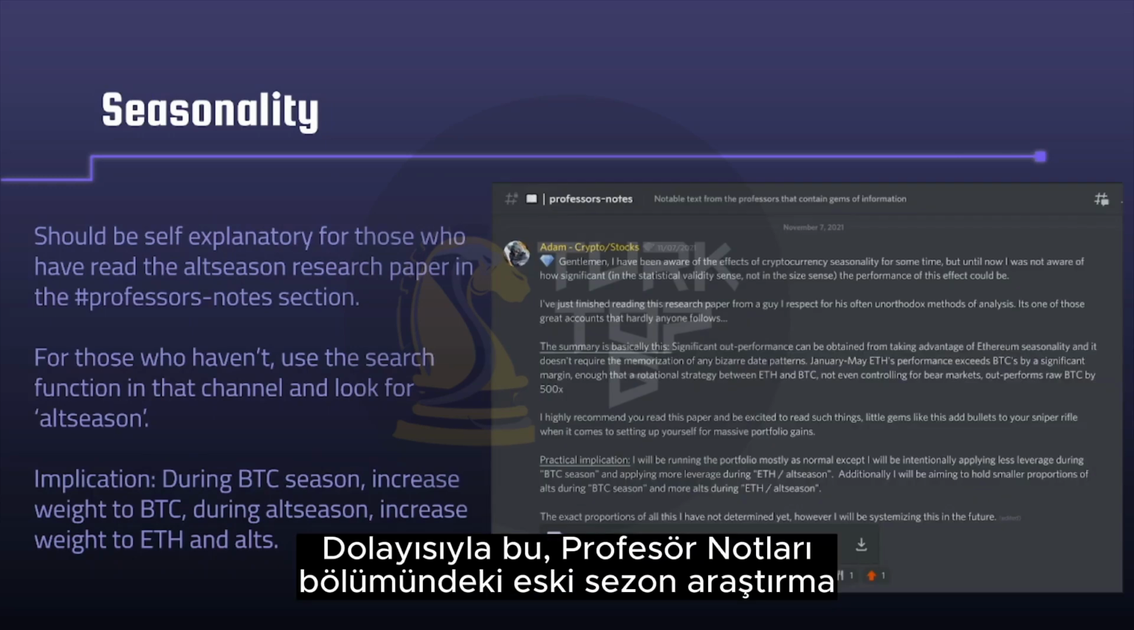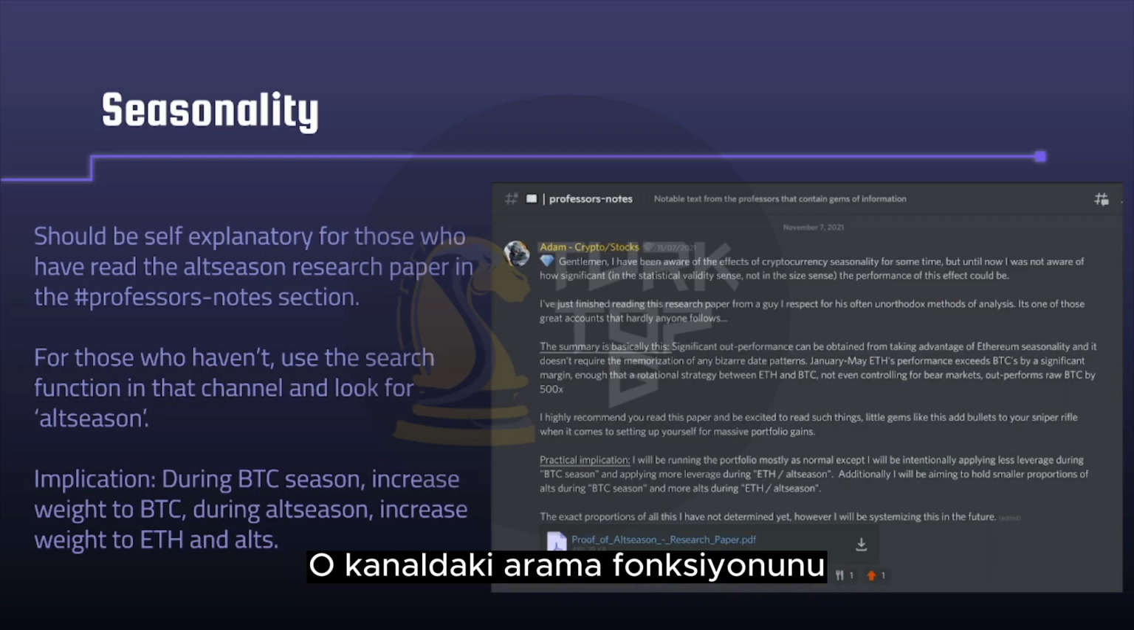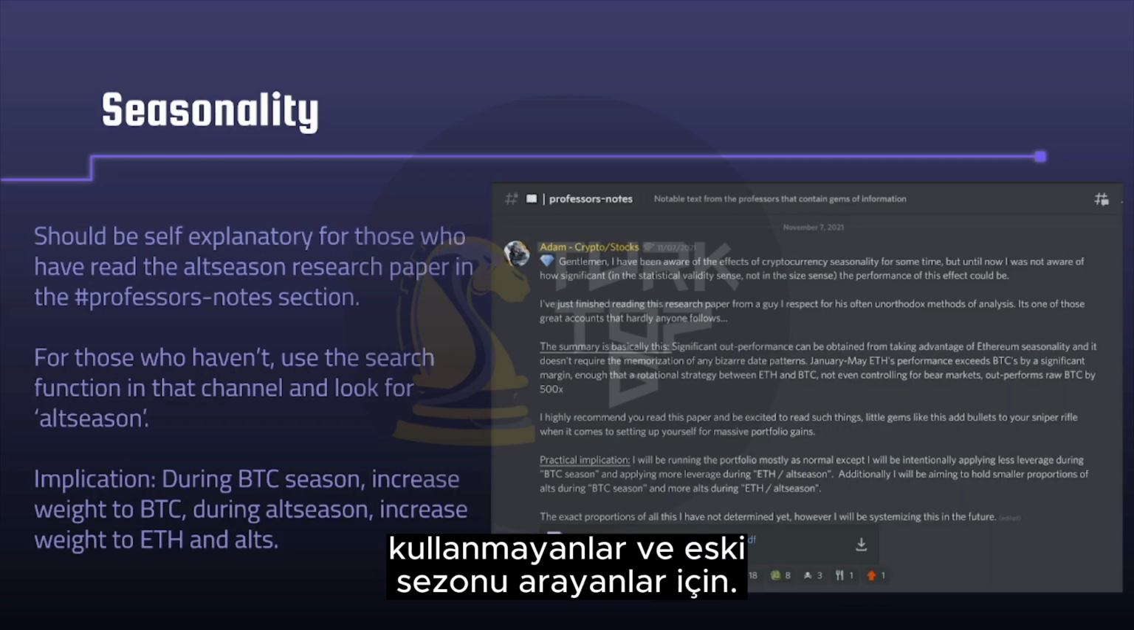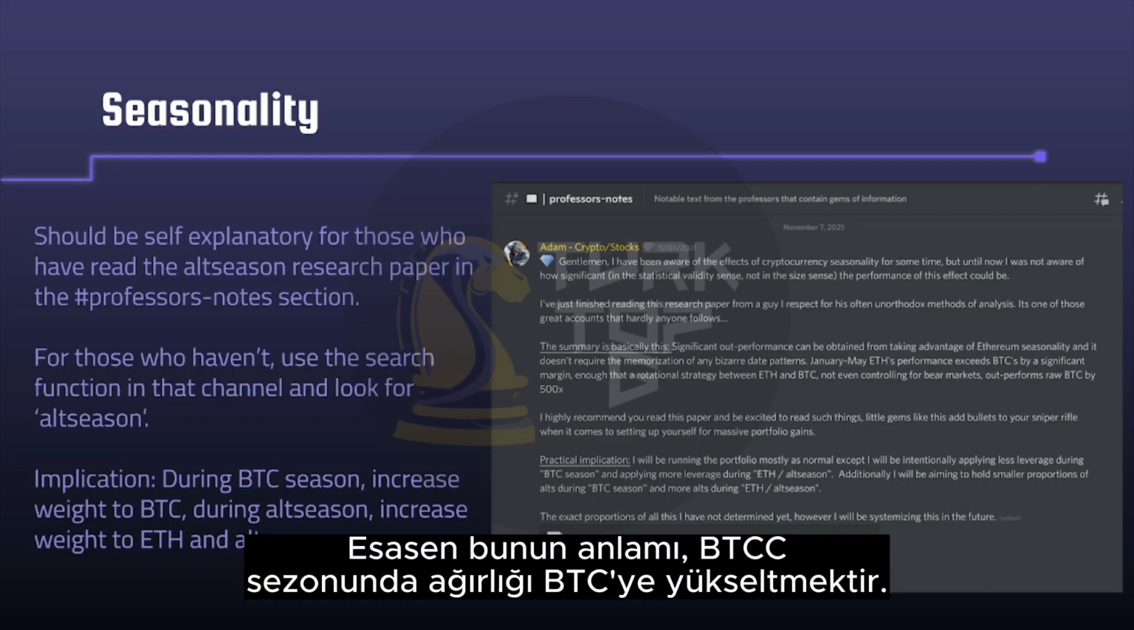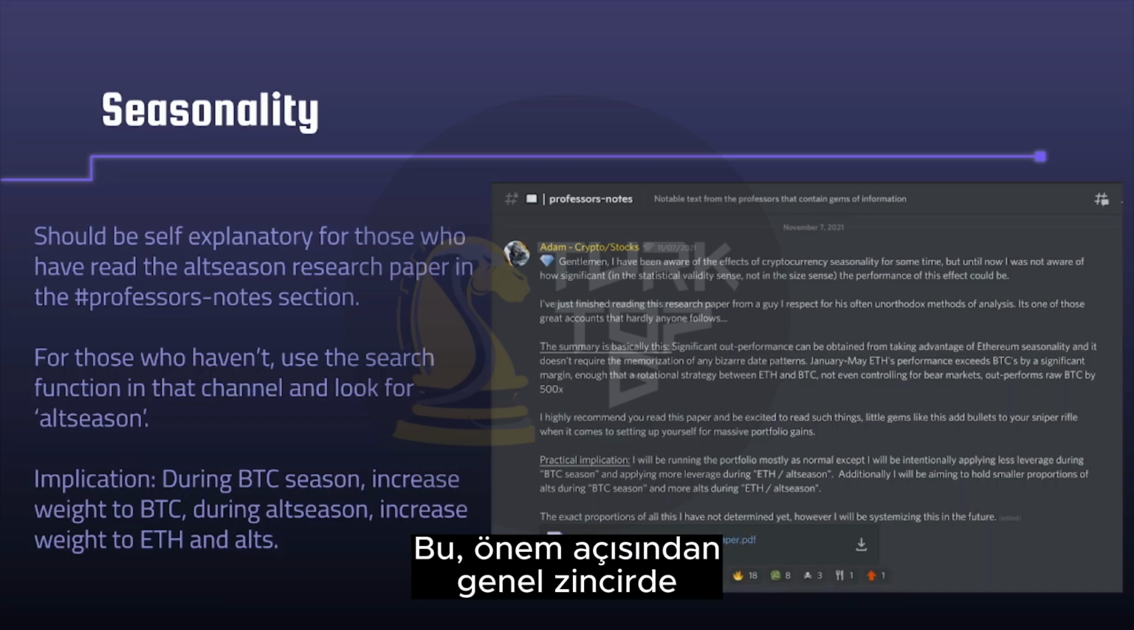Seasonality. This should be self-explanatory to those who have read the alt season research paper in the professor's notes section. For those who haven't, use the search function in that channel and look for alt season. Essentially, the implication is during BTC season, increase weight to BTC. During alt season, increase weighting to ETH and alts potentially. This is a very gentle push.